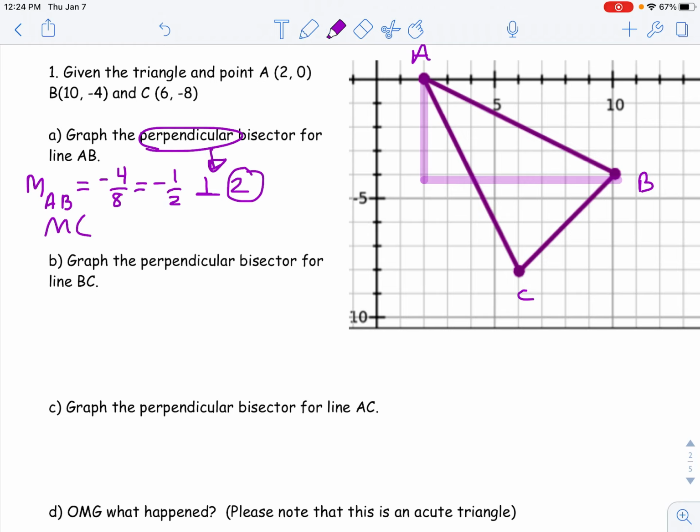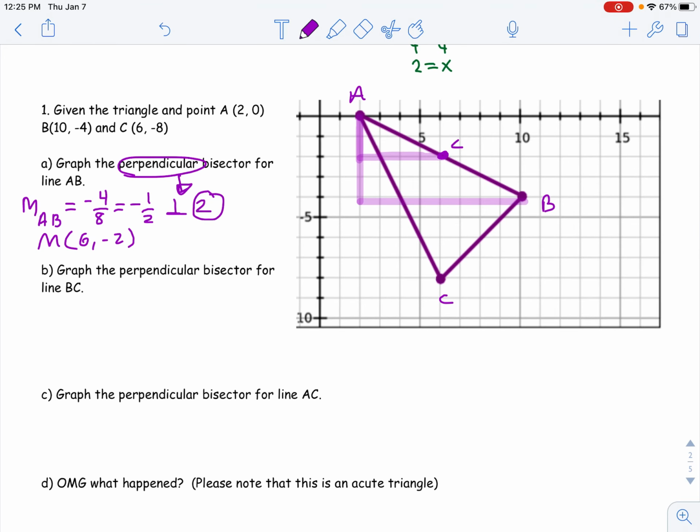The midpoint of AB is, again, let's just count. Well, we were down 4 over 8. I'm gonna go down 2 over 4 and boom, it's right there. That's the midpoint. And I'm gonna call that C just for fun, lowercase c. All right, and that point was 6, negative 2.